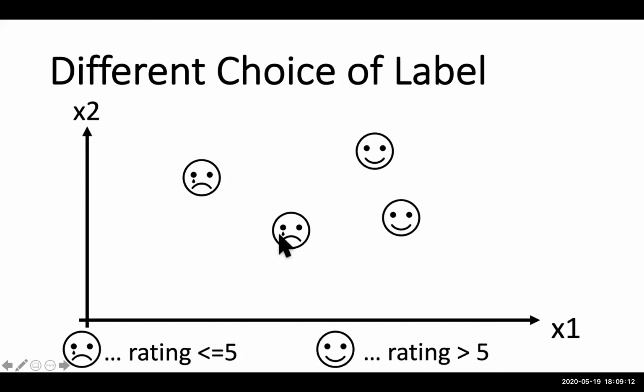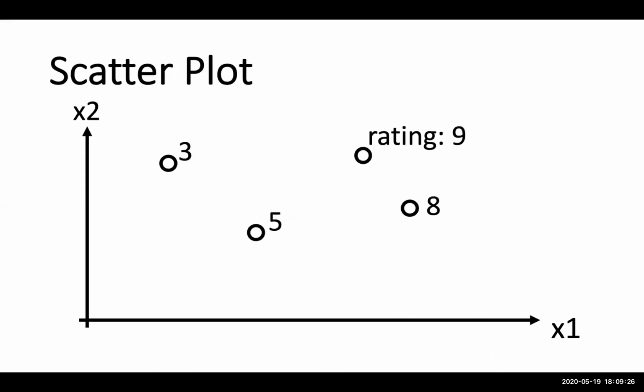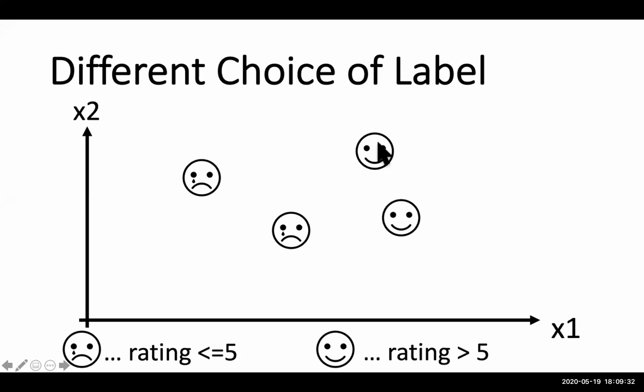So this is then a classification problem. We have the same data points, but we use a different definition for the label. That's an important point: the same data points can be used with different labels. So we have turned a regression problem, the problem of predicting a numeric rating, into a classification problem where we just want to classify into good or bad movie.